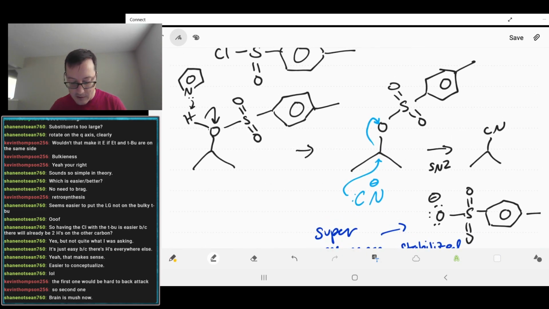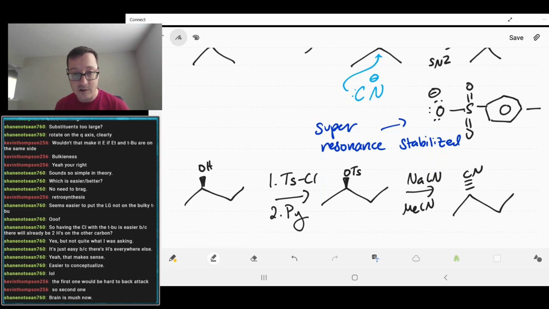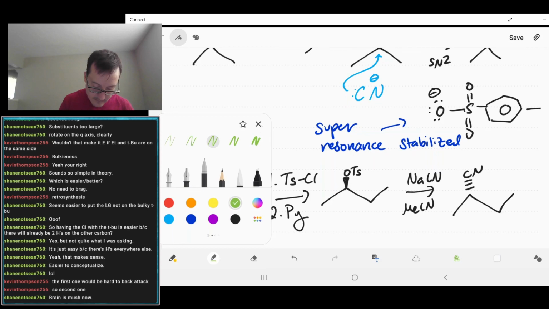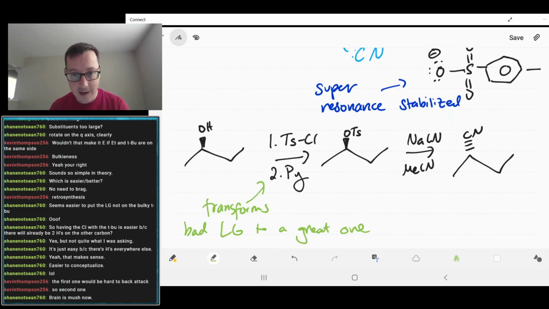Instead of drawing the whole thing, people abbreviate this OTs. And now you can treat that with your nucleophile. And why don't we use acetonitrile this time as our solvent? We end up doing a plain old SN2 reaction. So you can use this set of reagents. This transforms a bad leaving group to a great one. And notice your stereochemistry is the same. If your oxygen was on a wedge before, it's still on a wedge in your product.